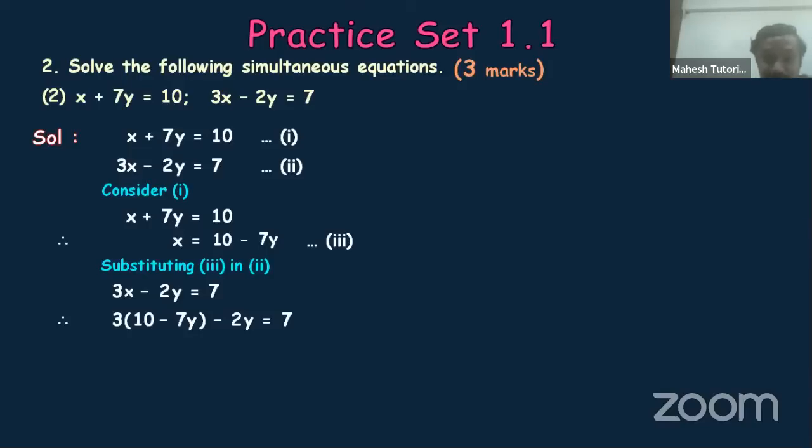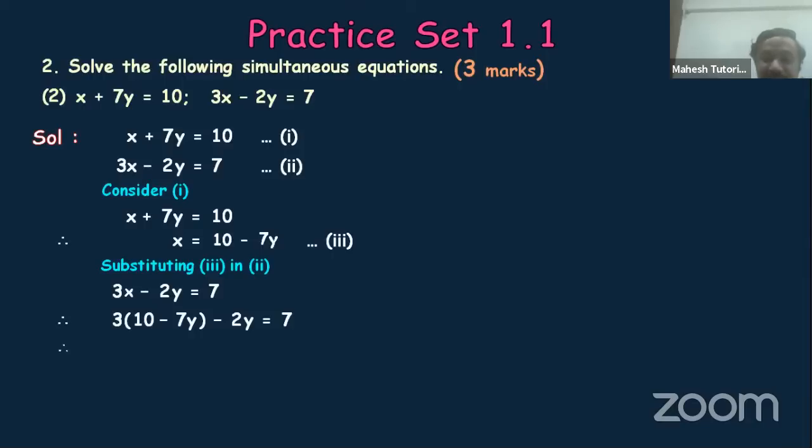So students, remember, the value of x that came in equation 3, 10 minus 7y, you need to put in that equation which we had not considered. We had considered equation number 1, which means we had not considered equation 2, hence the reason we have substituted the value of x in equation number 2. Now moving further students, now it is very simple. Now let us solve this bracket.